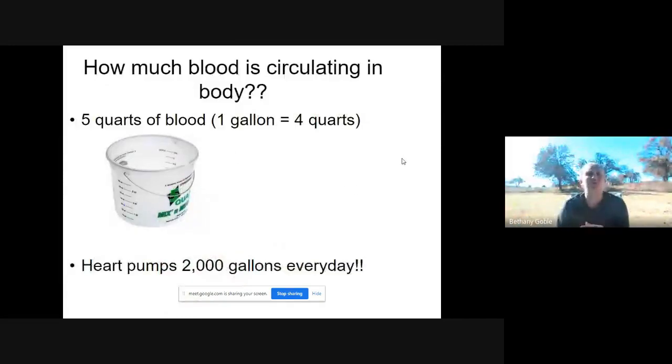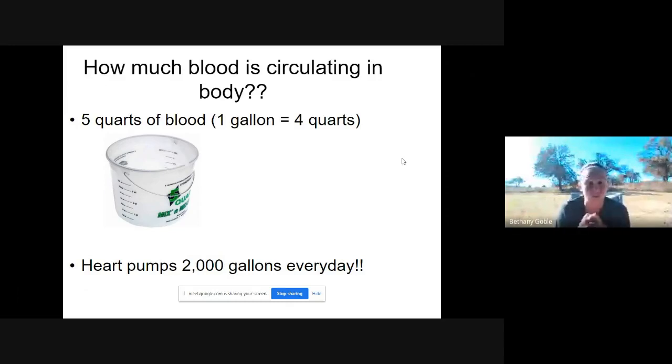So how much blood is actually circulating in our body? We have about 5 quarts of blood. A gallon is 4 quarts, so you have a gallon plus an extra quart. Think about a gallon of milk plus a little quart of milk. That's technically how much blood is constantly circulating in your body.